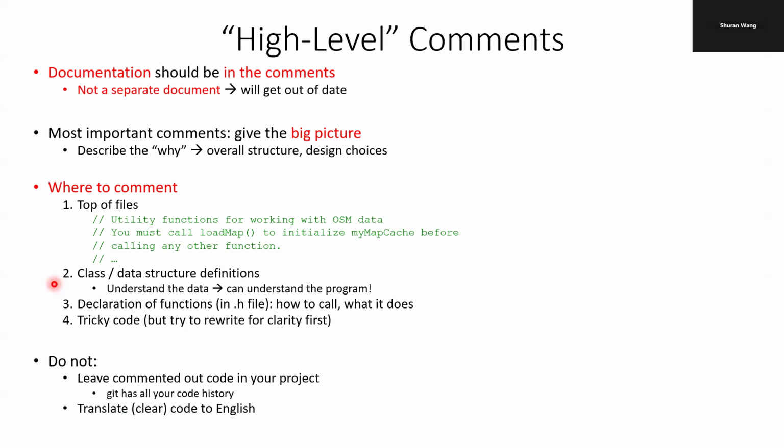And especially for skilled programmers like your TA, this is the thing that they value the most. Then declarations of functions, how to call the functions, what they do, and for tricky code, each code block. So these are ranked from the most important to the least important.